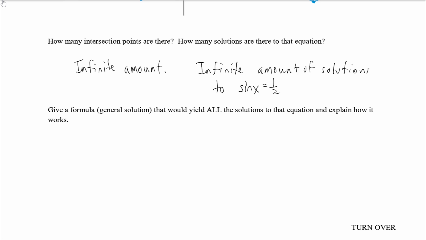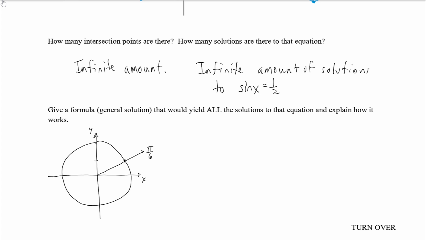Well, could we give a formula that would give me all those solutions? And I think we can. So let's think about what those solutions were. So if this is our circle, here's our circle, the unit circle for me. I prefer the radius to be 1. And sine equals a half right here at pi over 6, because this coordinate is root 3 over 2, 1/2, with a radius of 1. But sine also equals a half over here at 7 pi over 6. They both equal a half right there.